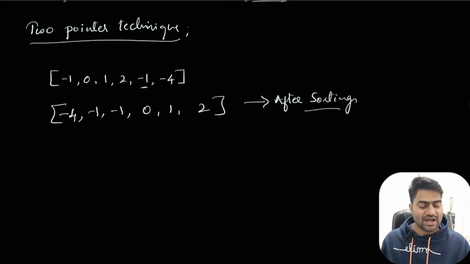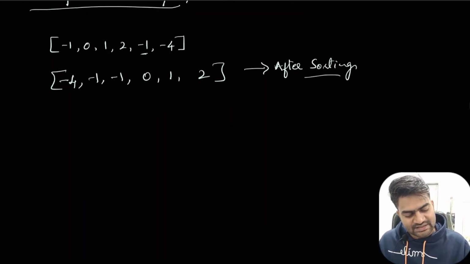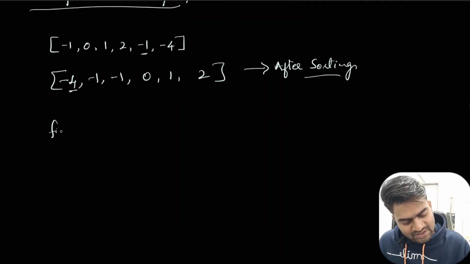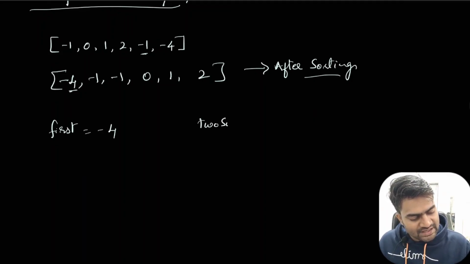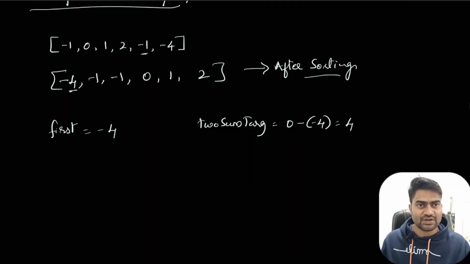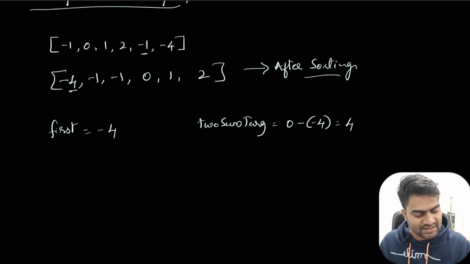Okay, now after sorting, let us consider this as our first number. So our first number will be -4. Our two-sum target will become 0 minus -4, which is 4. So if we find two numbers which sum up to give 4, then those are the two numbers that formulate the triplet.